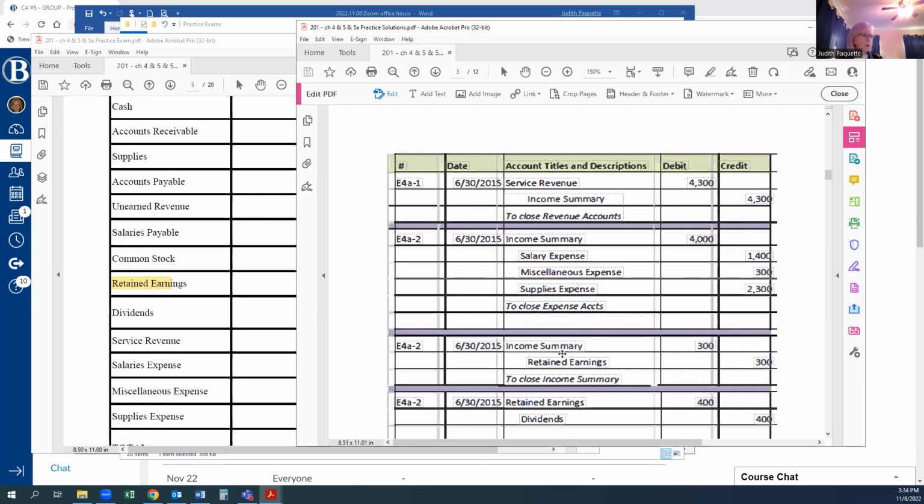Okay, so the question is, what do we do with the balance in income summary? We had a credit to income summary of 4,300. We had a debit of income summary of 4,000. The balance in income summary is what? Put that in the chat or direct message me. What is the balance in income summary after the first 2 journal entries? And don't just do a number, say the number and debit or credit.